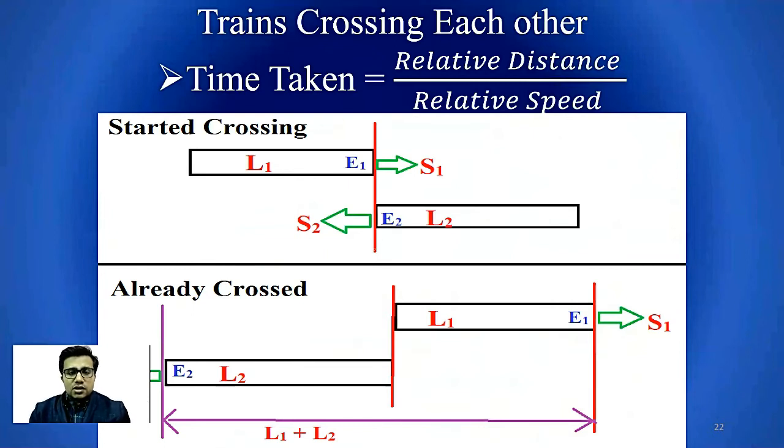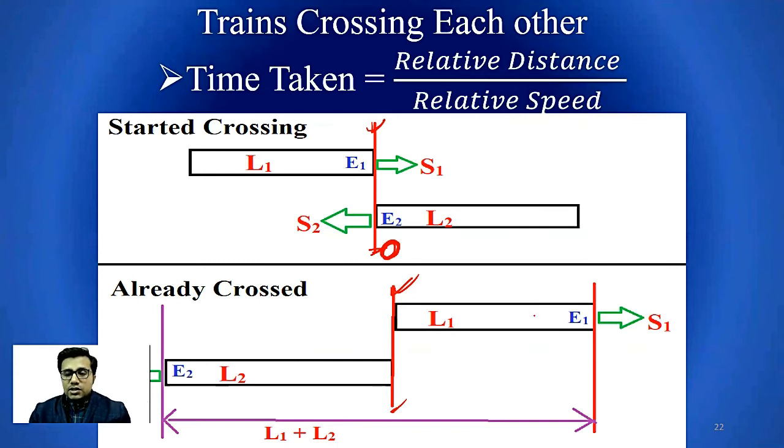Somewhere they must have started crossing and finally they have already crossed. Look at the diagram. When they started crossing, they are meeting for the first time. Or in another word, I can say the engines are together. I'm taking the engine as a reference to understand it clearly, okay? So when they started crossing, the engines are together. The distance between engines is 0.